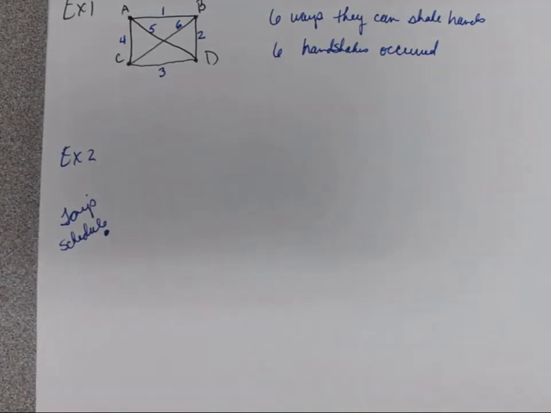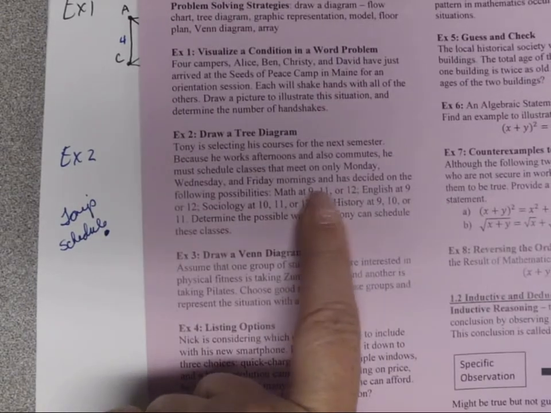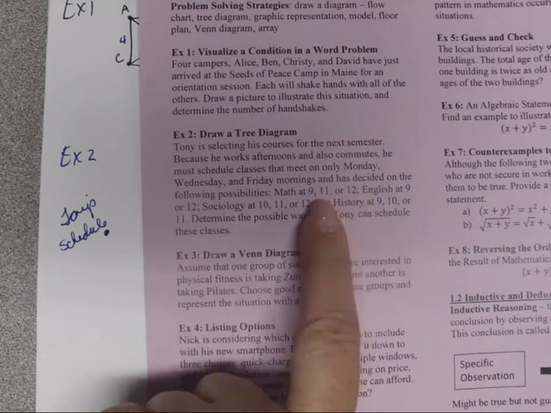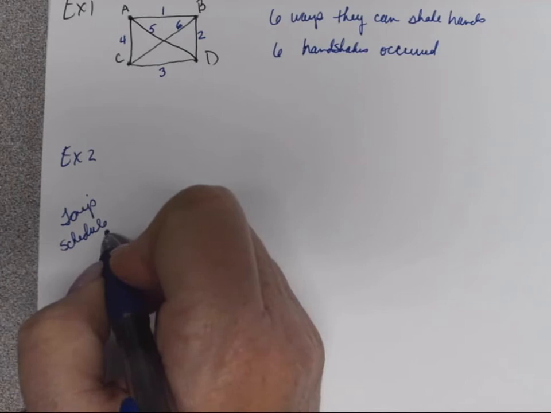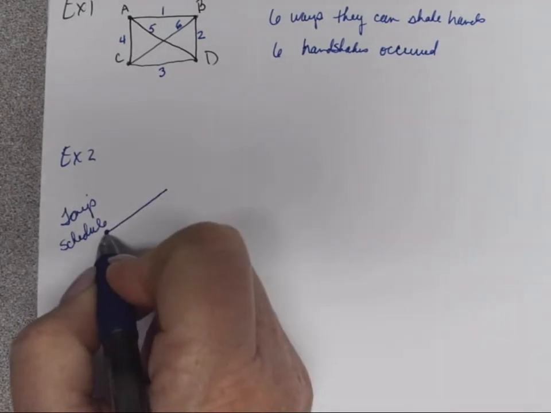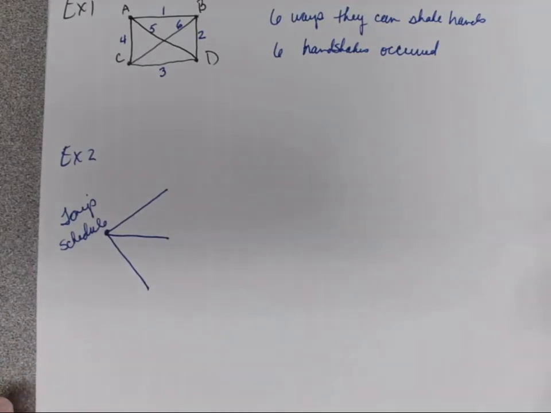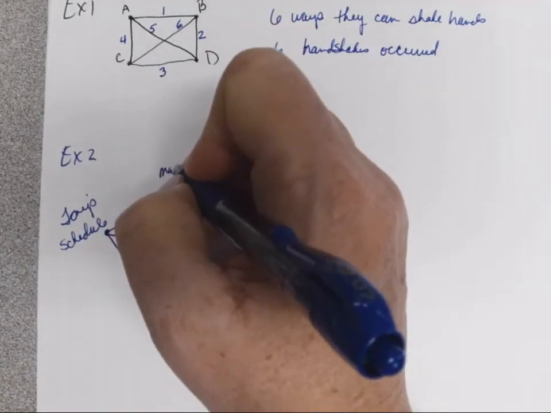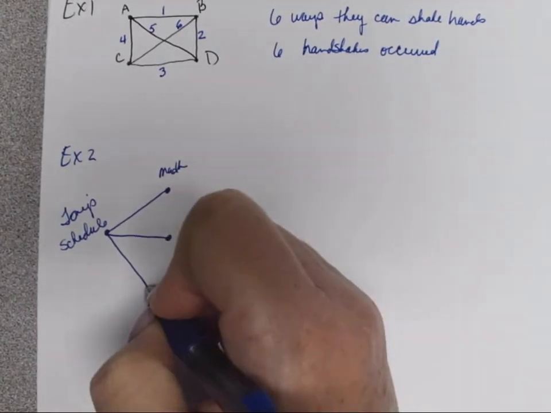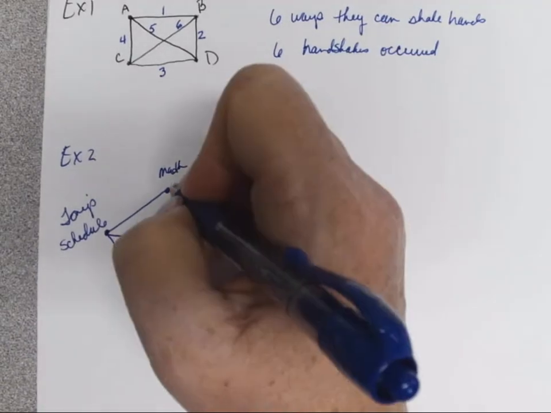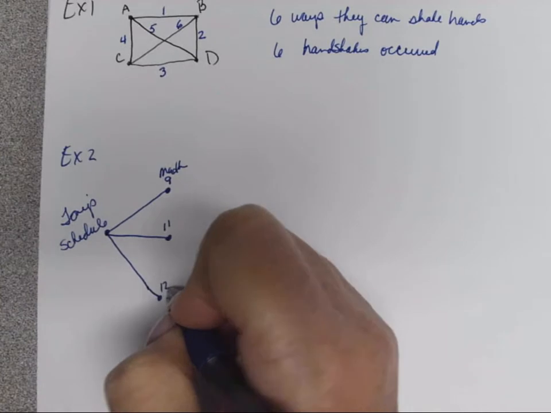Now, the first one it tells us is that he has math as a choice for 9, 11, or 12. So that tells us we have 3 choices, so we have to have 3 branches that come off his schedule. So here's 1 branch, 2 branches, and 3 branches. And we will then state that this is the math branch. We've got 1 here, 1 here, and we'll try and keep this in alignment. This is at 9, 11, and 12.